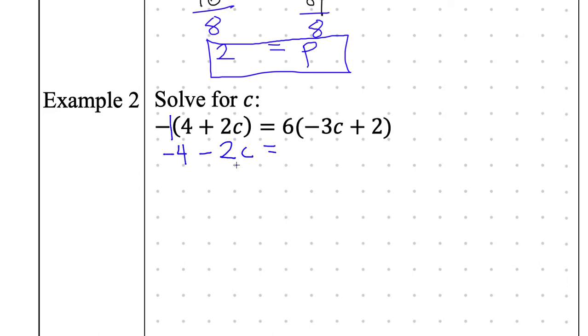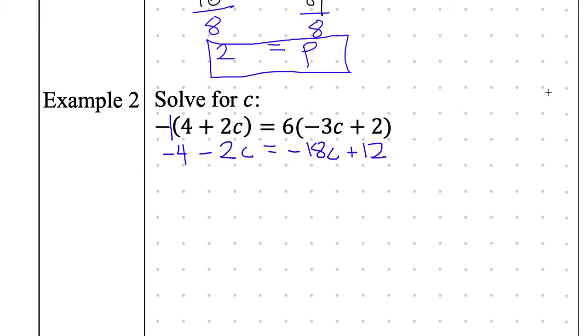Thank you, Larissa. And the right side. Who wants to do the right side? Larissa. -18c. +12. There it is, indeed. All right, so we distributed. Perfect. Next step. Who wants to go for it?